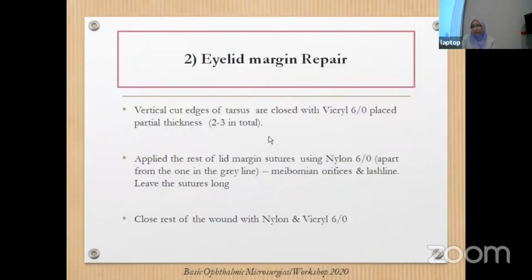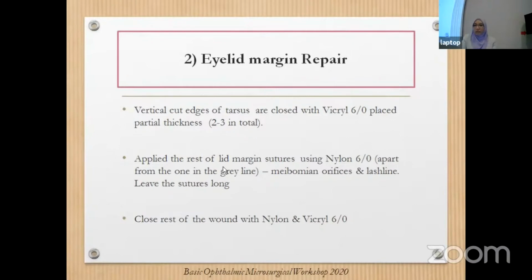So the tarsals we suture with Vicryl 6/0 because it's the inner part, the deeper part of the eyelid structure. So we use the absorbable suture 6/0. It depends on how big the tarsal cut is, so we can use about 2-3 in total.